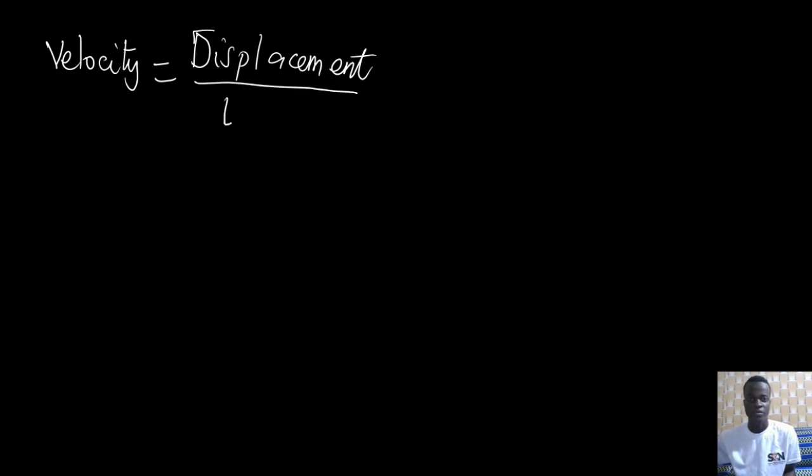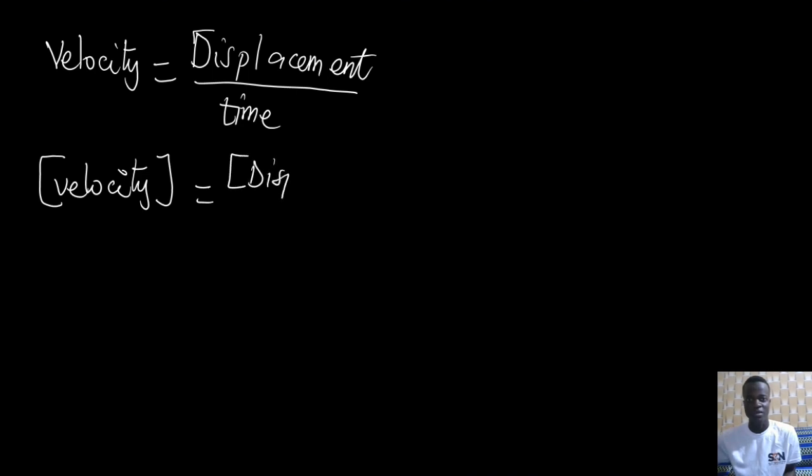What is velocity? Velocity is displacement over time, right? So you have displacement over time, time of change. Now if you are doing the dimensional analysis, remember to bring the square bracket so that when we are reading your work, we know that you are finding the dimension analysis. So the top is going to be displacement over the dimensional value of time.